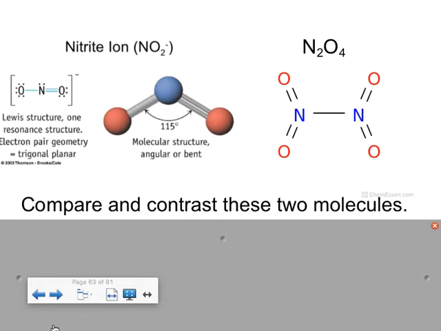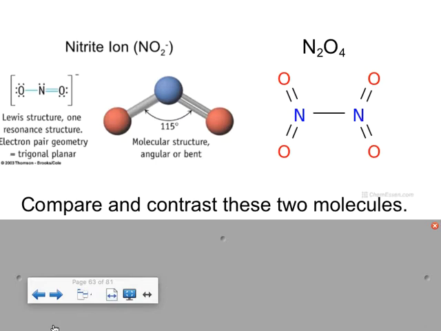All right, take a look at these 2 molecules here. We have a nitrite ion, NO2 with a -1 charge, and dinitrogen tetroxide, right? So compare and contrast these 2 molecules. Well, looking at it, you can say, okay, the molecule on the right has 1 more nitrogen than the molecule on the left. It's got 2 more oxygens than the molecule on the left. So basically, it's a doubling of it, right?